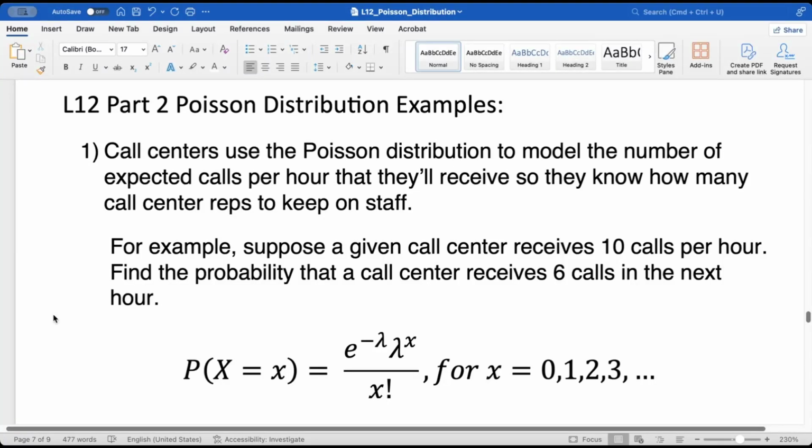Hello, welcome to Lesson 12, Part 2, Poisson Distribution Examples. In this video, we're going to be doing some numerical examples. All right, first one up.